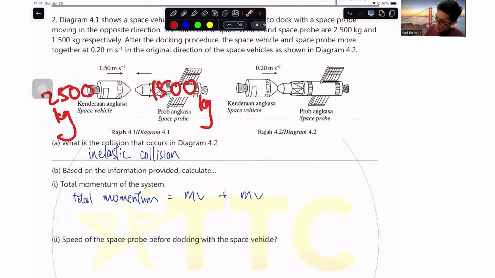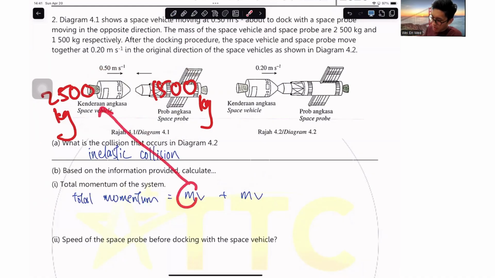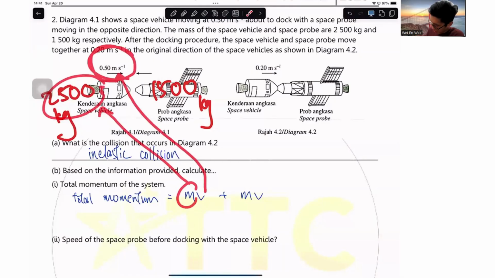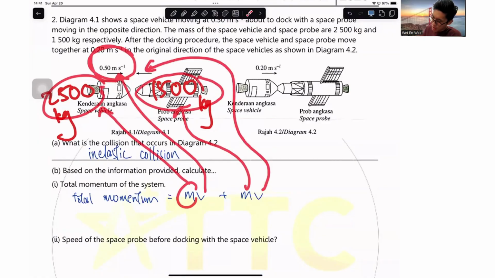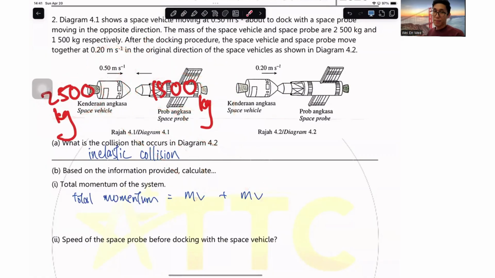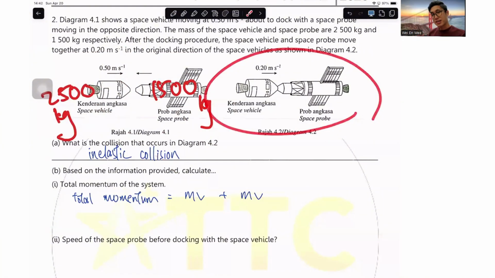Now, if you look at it, you have the mass of the space vehicle, that's 2,500. You have the velocity of the space vehicle at 0.5. You have the mass of the space probe at 1,500, but you don't have the speed of the space probe. So what now, if you cannot find the V? Because you don't have this, you cannot find the total momentum. But never mind.